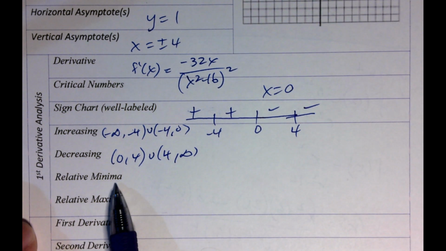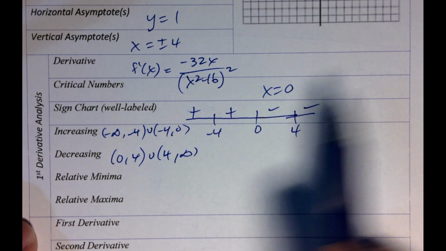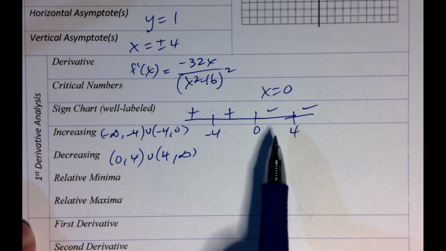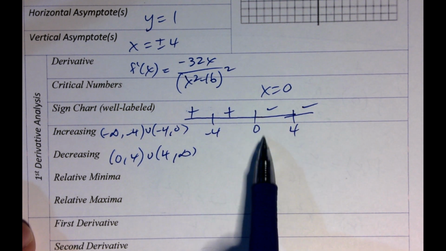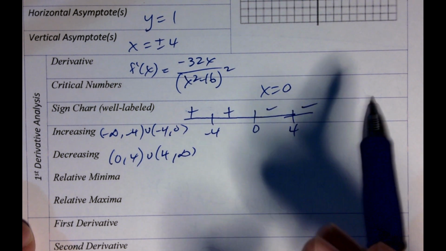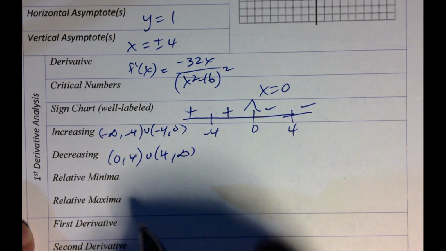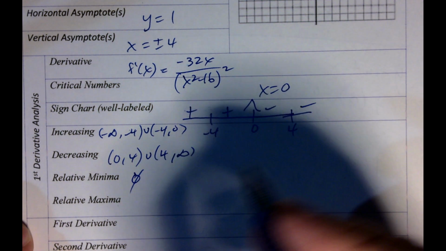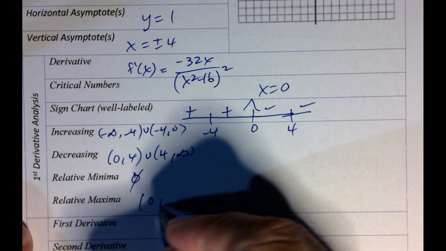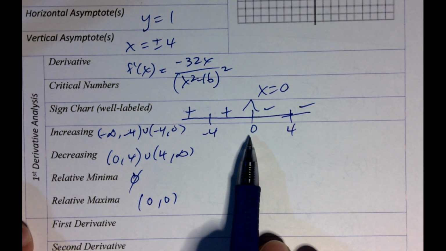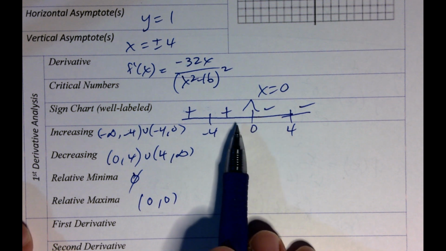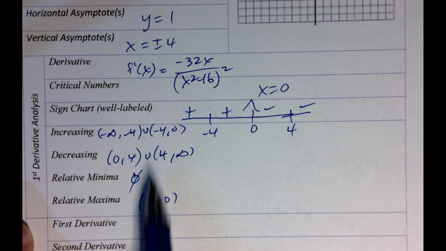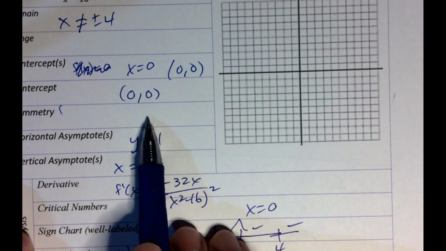Is there a relative minimum? No, right? There's only one sign change, and it's at x equals 0, and it is continuous at x equals 0, so that is a max or a min. It goes from positive to negative, so that means it's going up and then down. So there are no relative minimums. There is a max at (0, 0), because of the sign change of the derivative, and it's continuous at x equals 0. And if you plug it in, you get 0. We had (0, 0) already.